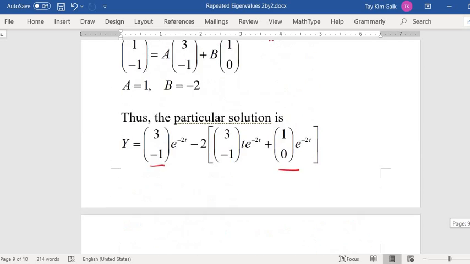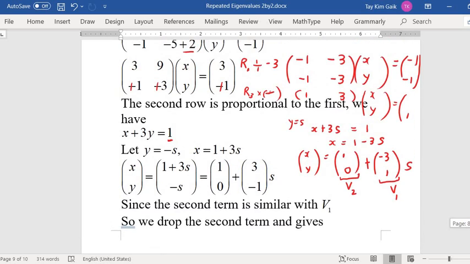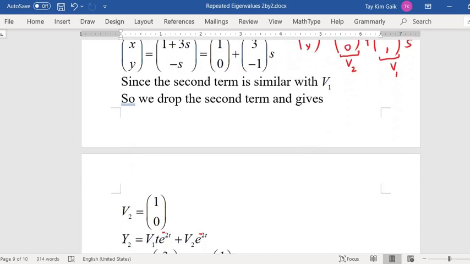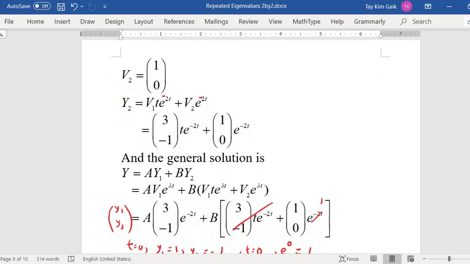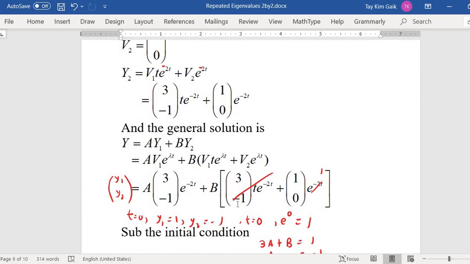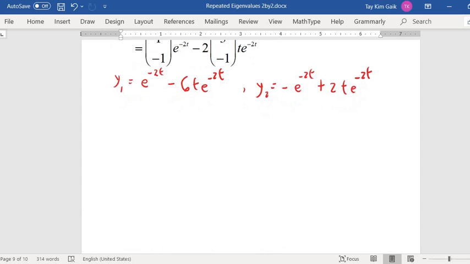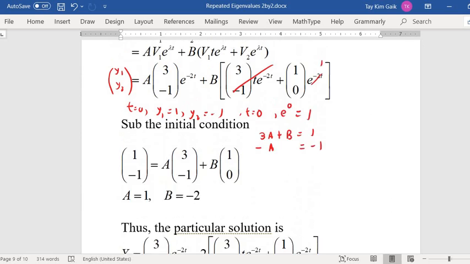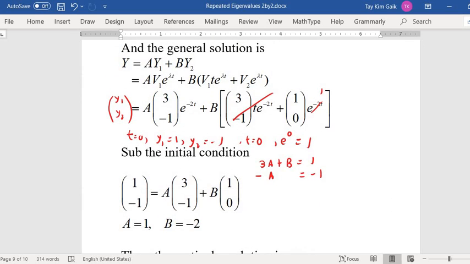Here I'm going to show you just now, if you have another variation of your v1, which is negative 3 and 1, so in the general solution this part is negative 3, this is 1. When you solve it, you should get the same solution.